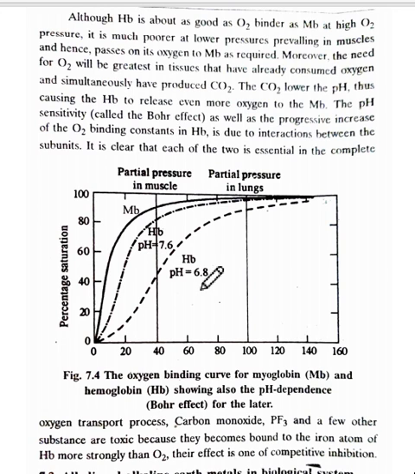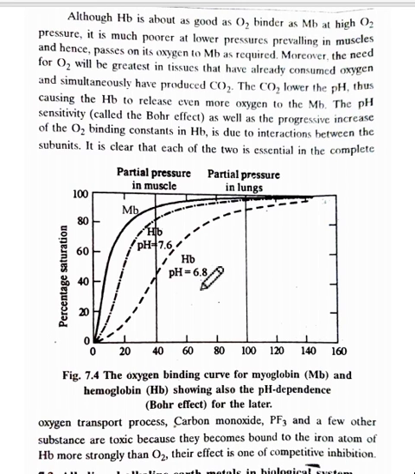Carbon monoxide, PF3 and a few other substances are toxic because they become bound to the iron atom of the hemoglobin more strongly than oxygen. Their effect is one of competitive inhibition.